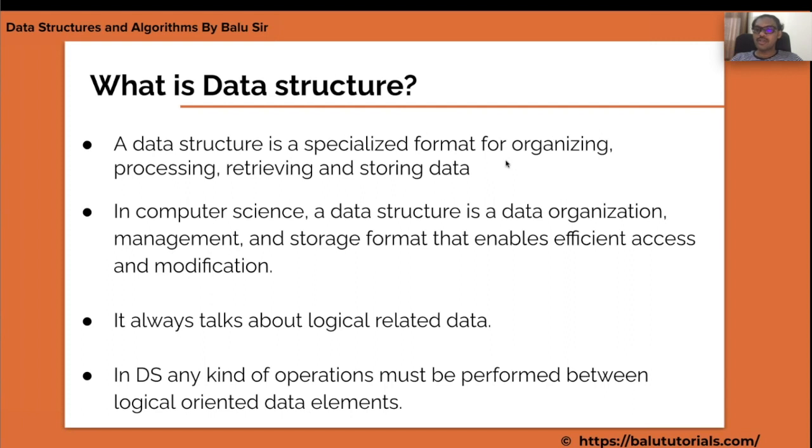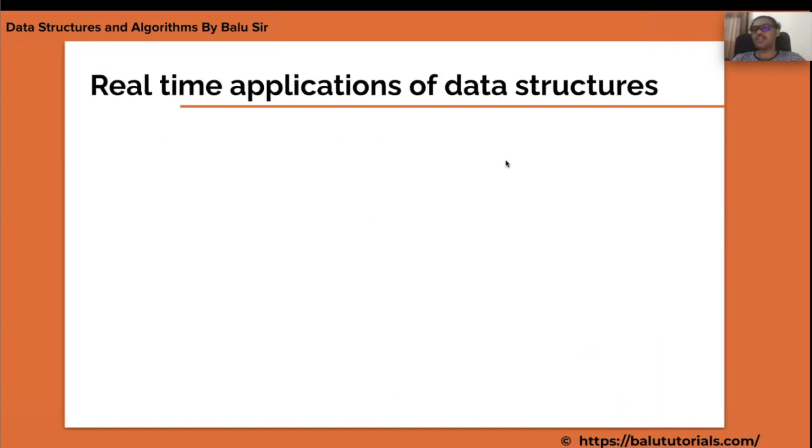So whenever you are going to represent the data, you have to consider 2 points. One is how efficiently my data is being stored, and what is the time complexity of that particular data in order to modify or retrieve it. Okay, so data structure always talks about logically related data elements, and all operations have to be carried out with some logical representation. Okay, sure.